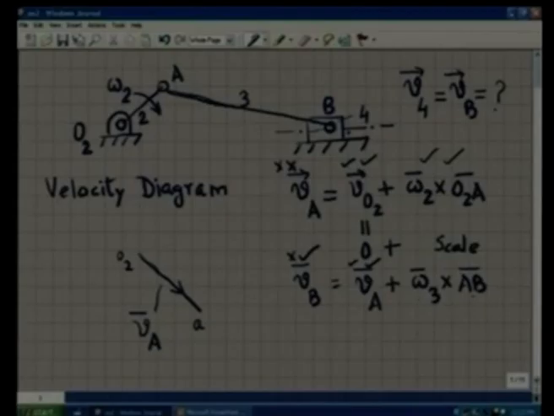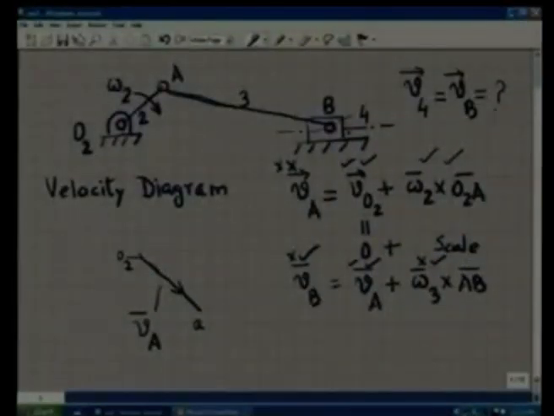Now omega 3 cross AB, I do not know as yet the magnitude of this omega 3, so the magnitude is unknown, but I know the direction of this vector omega 3 cross AB because I know the direction of both omega 3 and AB. So the direction is known. So again in this vector equation I have two unknowns, one the magnitude of omega 3 cross AB and the other the magnitude of VB, and that can be determined from this vector equation. Now let me represent this vector equation graphically.